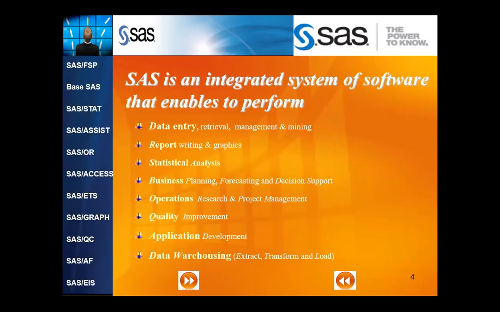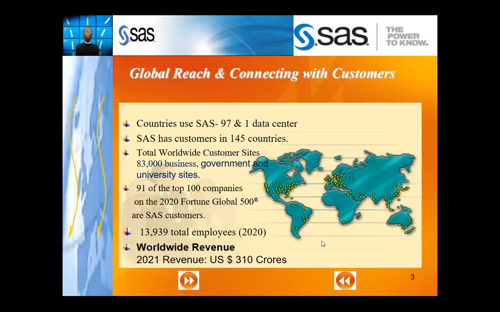As we saw, there are various customers throughout the globe. As you could see, there are a huge number of countries throughout the globe which are implementing SAS into various organizations and institutes. They also use it in businesses, government, and also universities. It is among 91 of the top 100 companies. This was recorded in 2020 by Fortune Global.